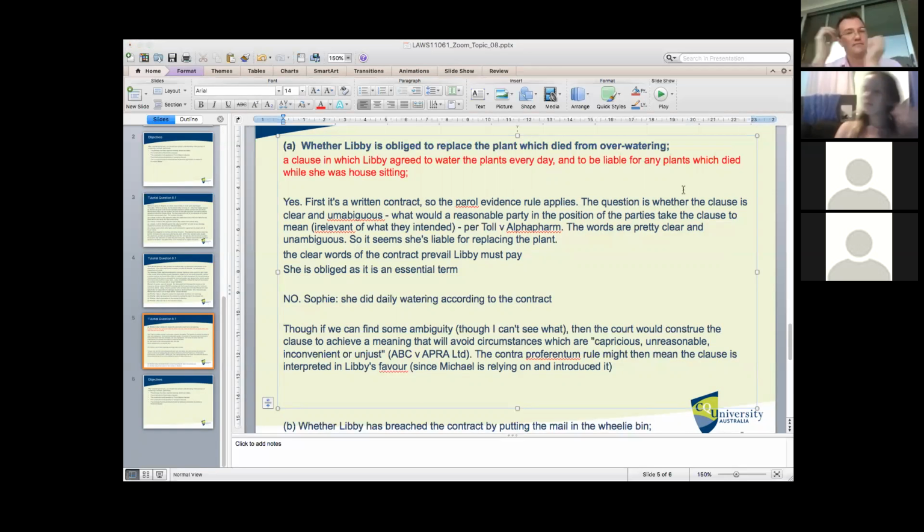Okay. Comments? I would agree with Martin on that. Even though Michael has said that her requirement is to keep the plants alive, it doesn't actually state that she needs to keep the plants alive. It just says that she's going to water the plants every day and she's accepting liability for any that actually die.